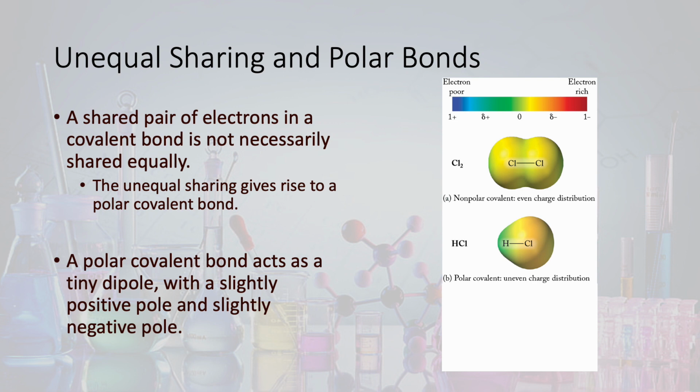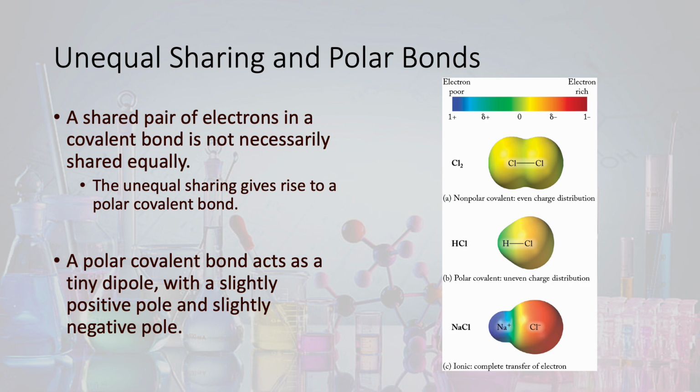All right, so that would leave a large negative electrostatic charge around chlorine and a slightly positive electrostatic charge around hydrogen. You may be thinking, well, how does this come into play with other types of bonds?